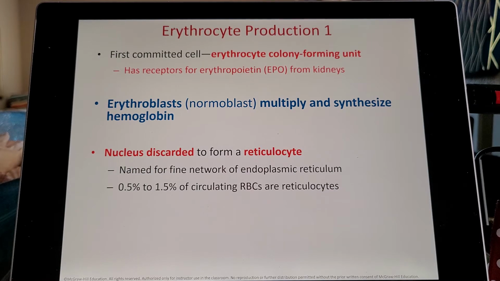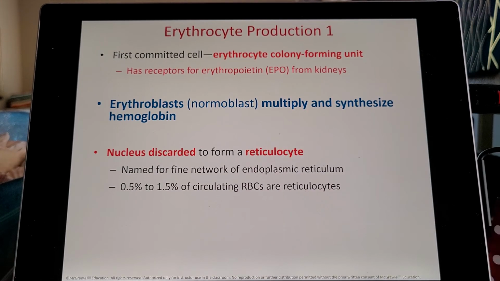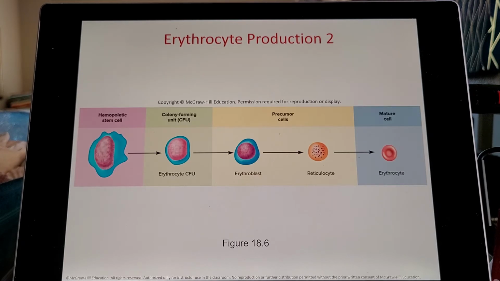So the answer for number 11, where is it produced? In the erythroblast. And then eventually the nucleus is discarded. Some of your red blood cells are called a reticulocyte, so it still has your endoplasmic reticulum. Not all of them dump out everything.